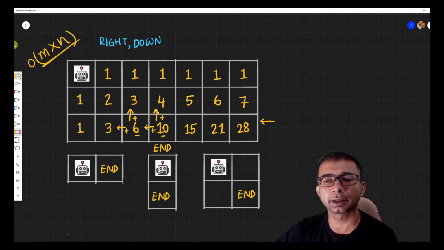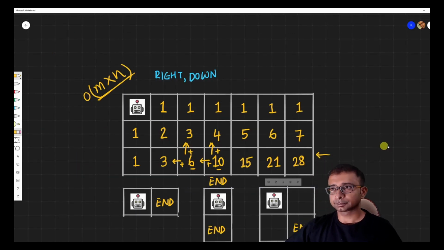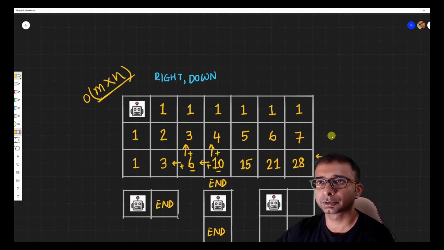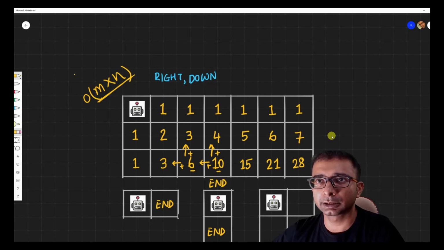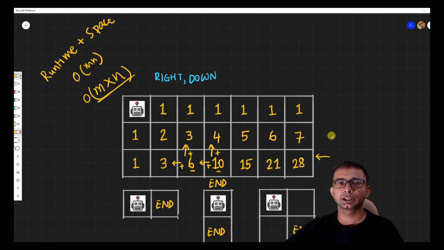This is applicable for both your runtime and space, because we are iterating over this array completely. So this will basically come to order of mn, and this is applicable for both your runtime and space, right? So both will have this. So yeah, this is what the solution is all about.